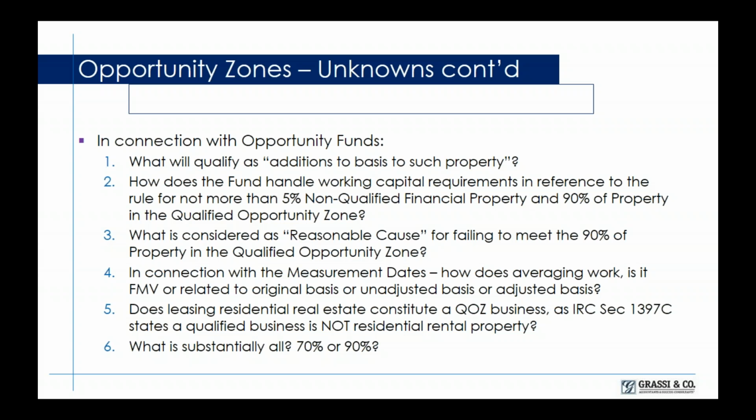The rules for the fund have these measurement dates. How does the averaging work? Is it fair market value? Is it original basis? Is it unadjusted basis? Is it adjusted basis? Is there anything out there? Well, let's not get crazy, right? Okay. With regard to that question, if you have financial statements that are issued, then the values are that which is on the financial statements, okay? And it's the unadjusted basis. If you do not have financial statements, then it's going to be cost basis, which is the original cost basis, which is unadjusted as well.